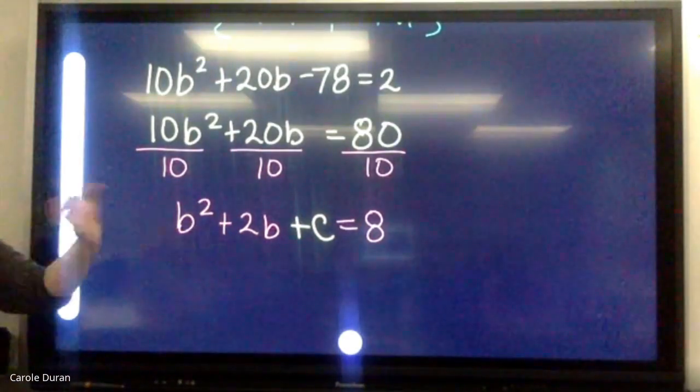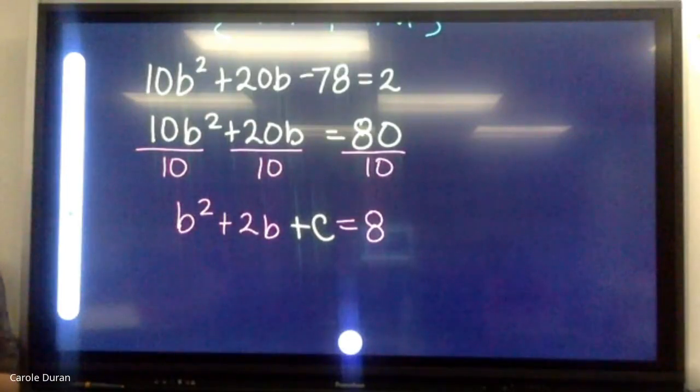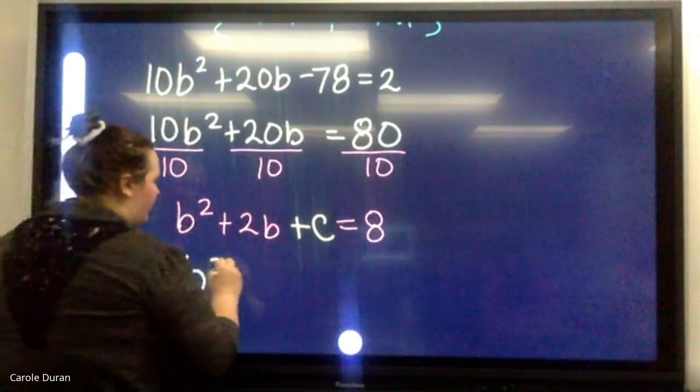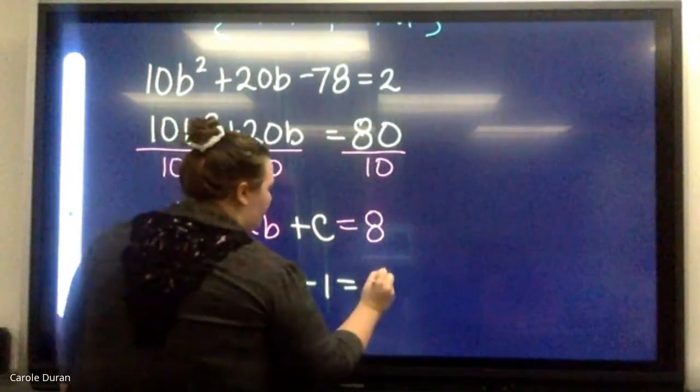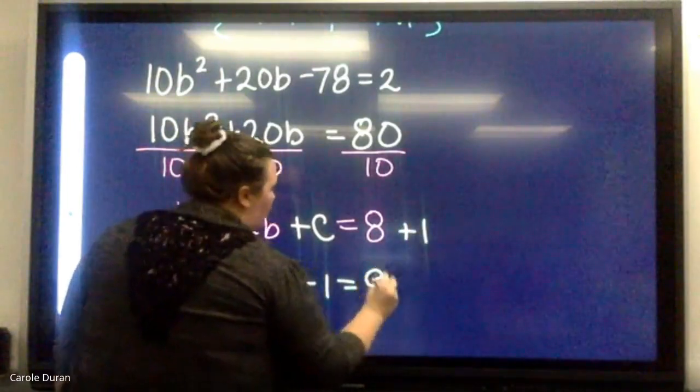Half of 2 and then square my answer. What's half of 2? And what's 1 squared? So this becomes b squared plus 2b plus 1 equals 8 plus 1, which is 9.